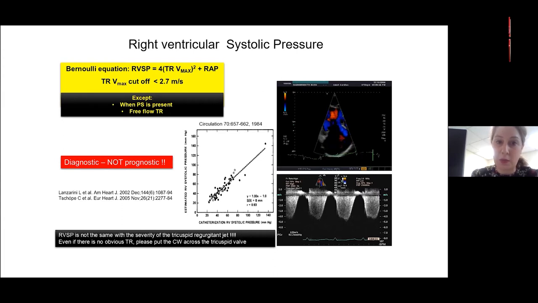Therefore, it is diagnostic. It will, of course, assess the first evidence of pulmonary hypertension. However, it is not prognostic, because there haven't been studies that correlate the right ventricular systolic pressure with the outcome of death.